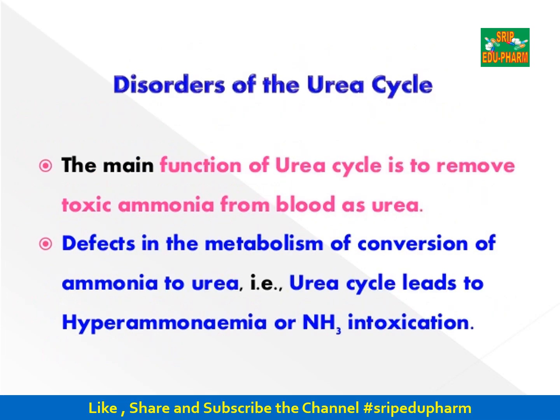Next is disorders of the urea cycle. First point, the main function of the urea cycle is to remove toxic ammonia from blood as urea. Okay, then next, a defect in the metabolism of ammonia to urea leads to hyperammonemia, and ammonia intoxication can be produced.